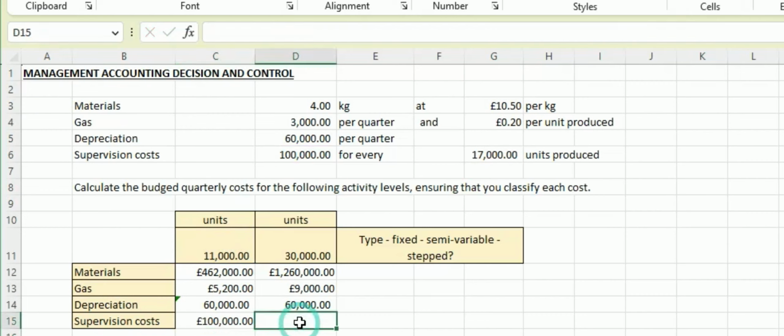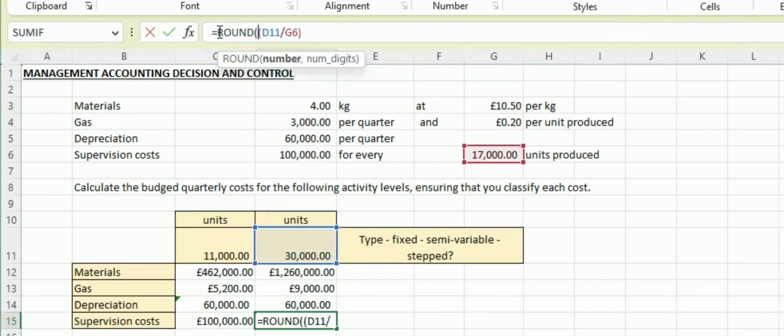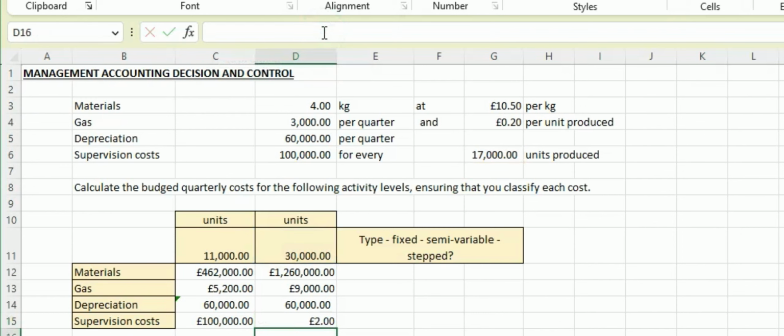So if I did that again, I would take, open brackets, let's say 30,000 units divided by 17,000, and that's given me 1.76. But I don't want to times this by 1.76. So hence why I'm rounding this to the nearest whole number, which is going to give me 2, and then times by £100,000. So it makes sense when you think about it, because for every single 17,000 units produced, it's costing £100,000. So if we go over that, it's going to cost £200,000. Whether we go over 17,000 by 1 unit, 2 units, it doesn't matter. So that's why that is £200,000 for 30,000 units.